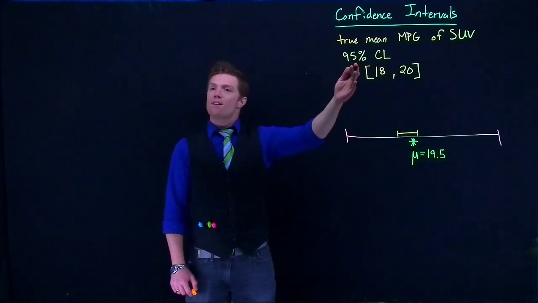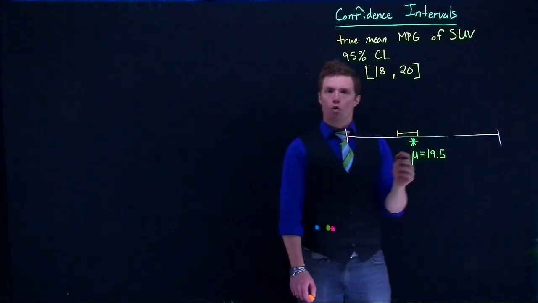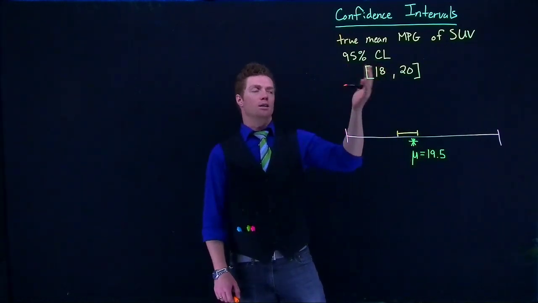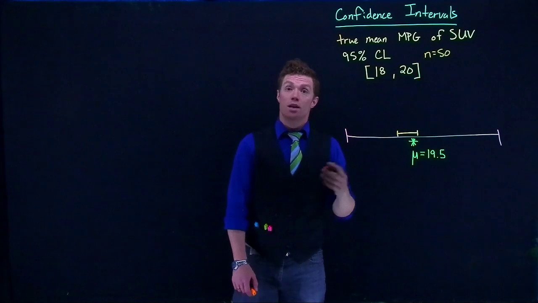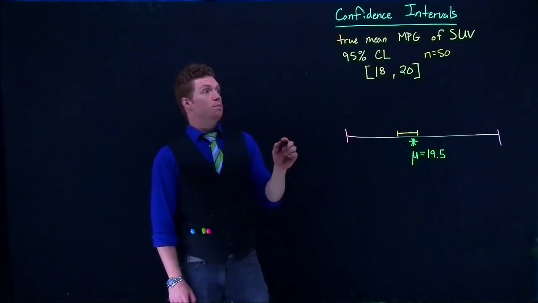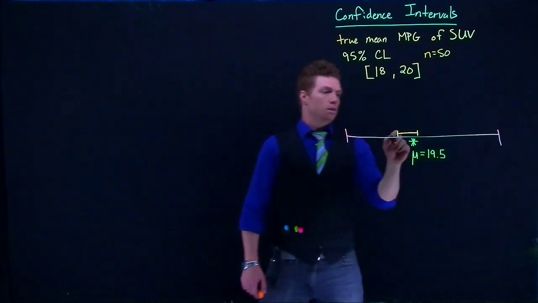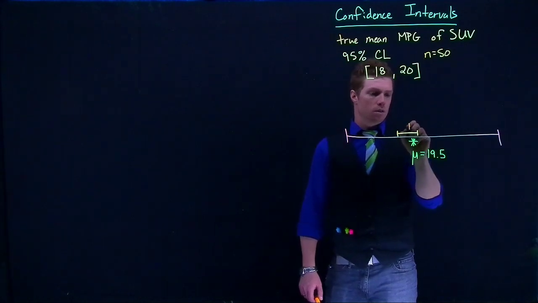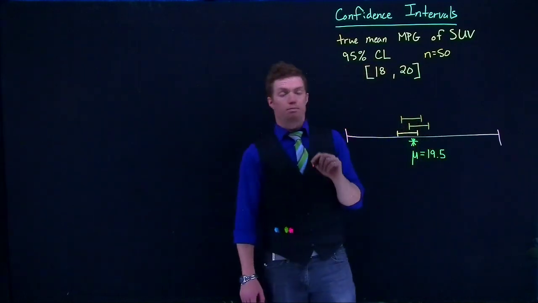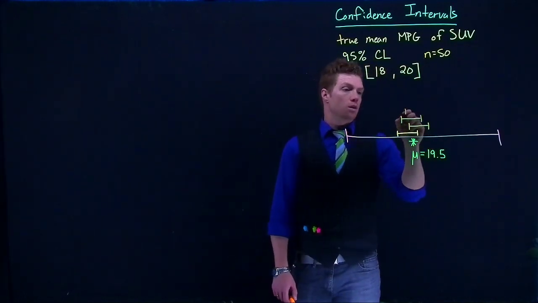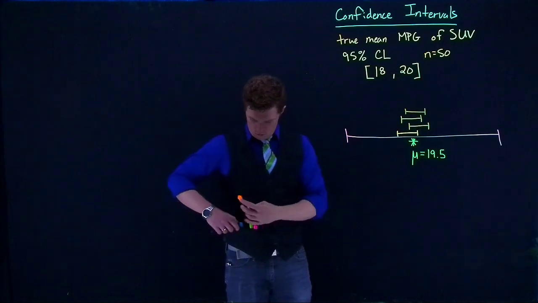So what does this 95% confidence level actually mean? Well, it means that if we were to repeat this study over and over, if I were to collect another sample of, maybe this sample size is n equals 50, so you're going to do another sample of 50, what the confidence level is basically saying is that 95% of the time, the confidence interval is going to capture the true population mean.